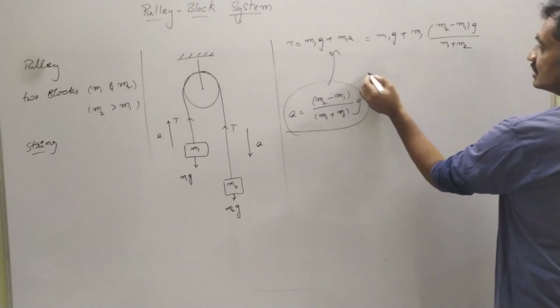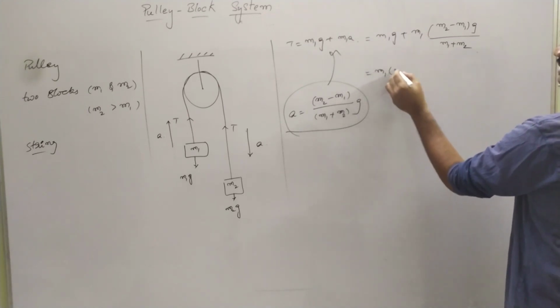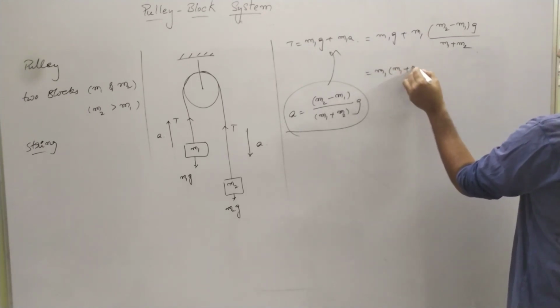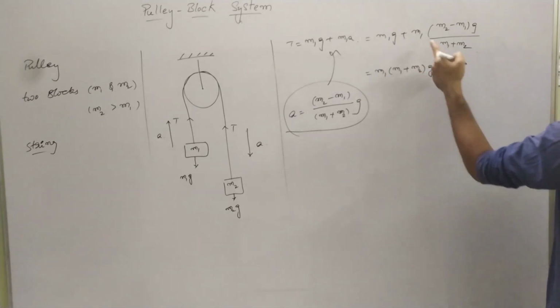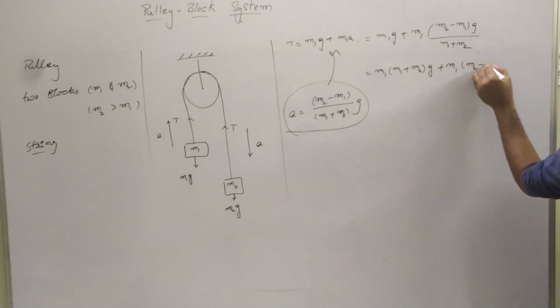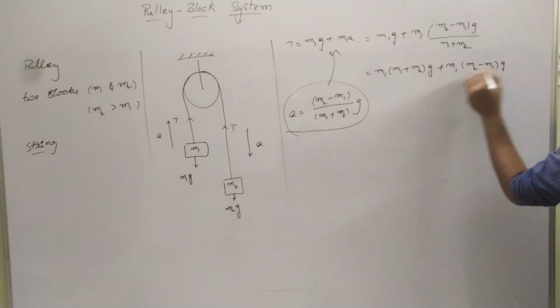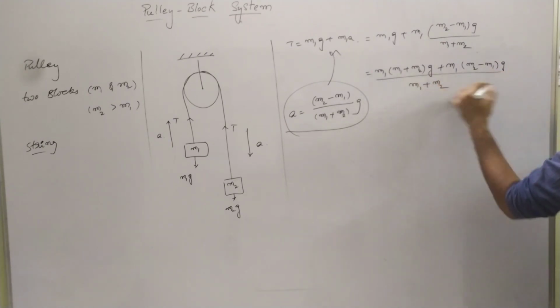So let's take the LCM. Then we have m1 into (m1 plus m2) into g plus m1 into (m2 minus m1) into g, all by (m1 plus m2).